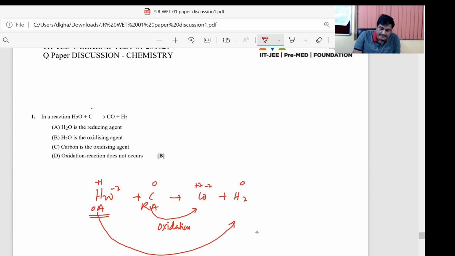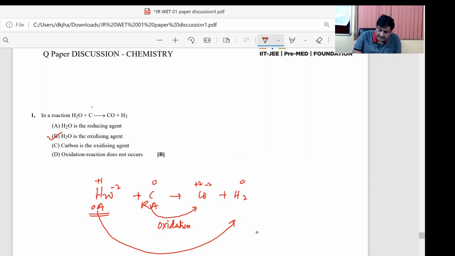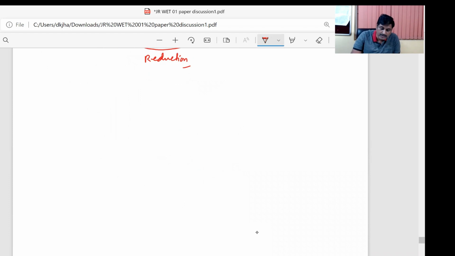What is the question here? Carbon is the reducing agent. H2O is the oxidizing agent. Carbon is the oxidizing agent. No oxidation reduction does not occur. Okay, there is a change in oxidation number, so it occurs.